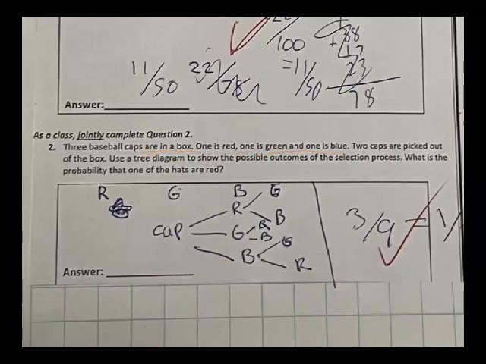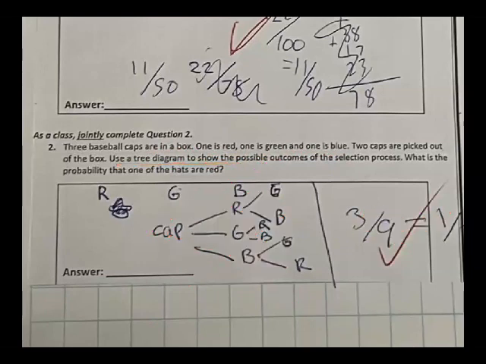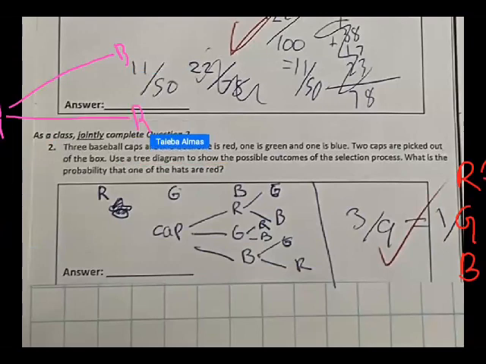Please, can you do the tree diagram for me? Okay, now please do it again. You have to do it here. So there are baseball caps, and you're picking either red, green, or blue. Three chances you have: red, green, blue. With red, you can pick green or blue. Excellent.